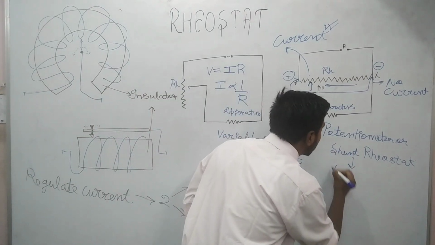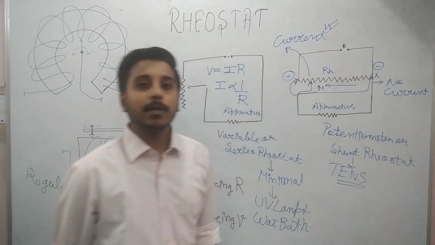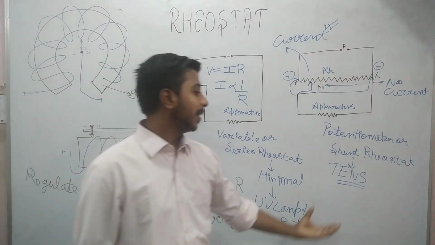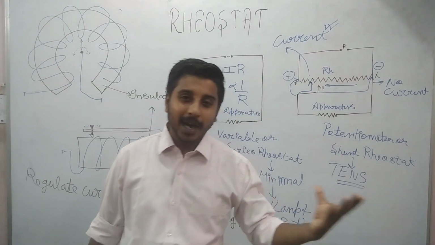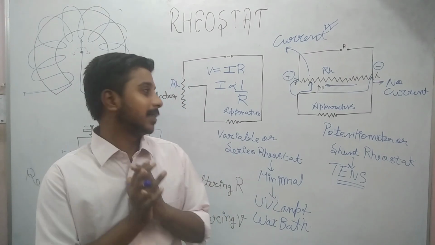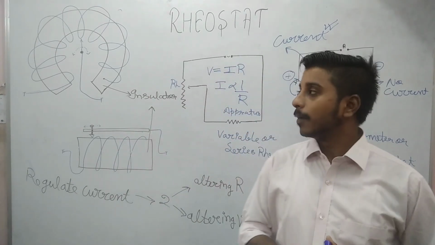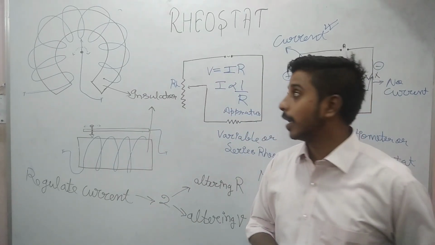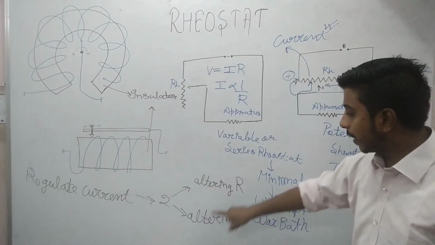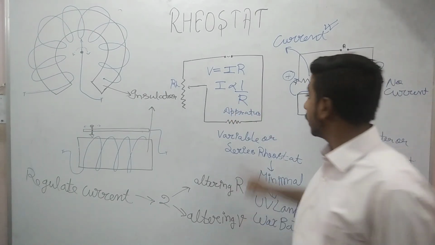So it is used in TENS, which is transcutaneous electrical nerve stimulation, which will be our future topic and a very highly used modality in our physiotherapy clinics. So this was all about the rheostat, and we will now summarize it once again. A rheostat is a device which can regulate current. Two methods: either by altering resistance, which was this, or by altering voltage, which was this.